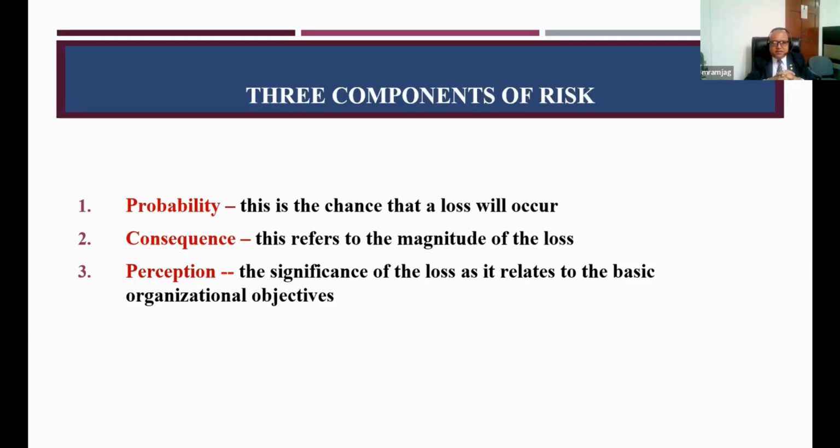Probability is the chance that a loss will occur, as I explained earlier about what is a risk. Consequence refers to the magnitude of the loss. The magnitude of the loss may be either small, medium, or large. Perception is the significance of the loss as it relates to the basic organizational objectives.